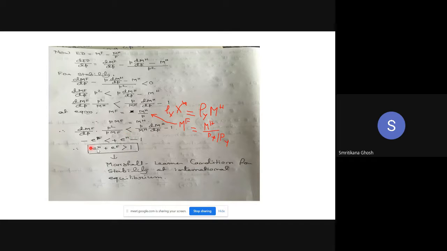Okay, so if this inequality is true, then our equilibrium is stable. And this inequality, that is sum total of import elasticity, is greater than 1. In short, you can say like this, sum total of import elasticity is greater than 1. If it holds, then your equilibrium is stable, and this inequality is called the Marshall-Lerner condition of stability at international equilibrium. Okay, so now tell me your problem from this derivation. This total derivation is a 2-page derivation. Ask your question from here.